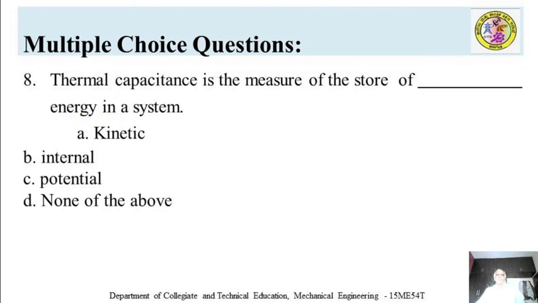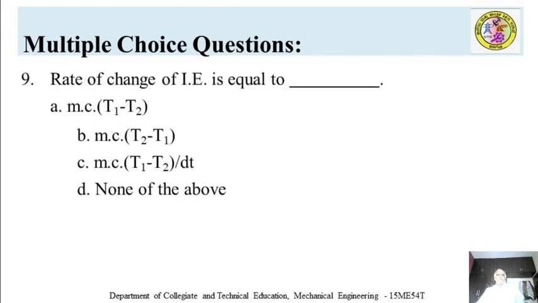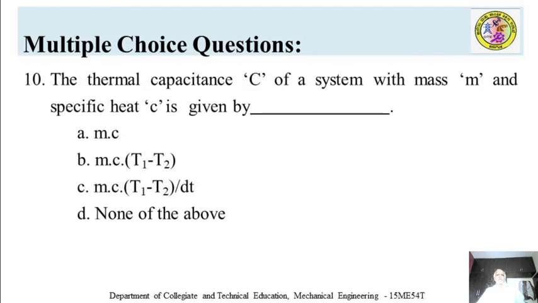Thermal capacitance is the measure of the store of internal energy in the system. Rate of change of internal energy is equal to mc (T1 minus T2) by dt. Thermal capacitance C of a system with mass m and specific heat c is given by mc.